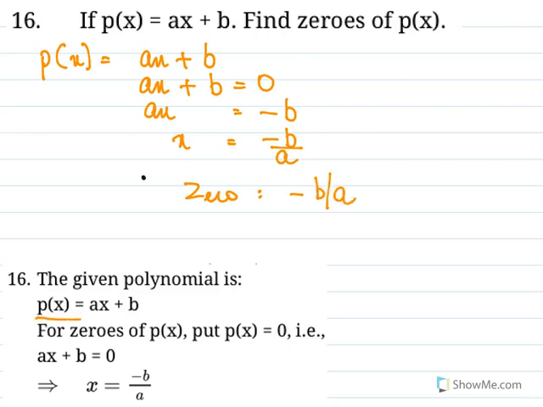And here it is done. We have p of x equal to ax plus b. For the zeros, p of x should be equal to 0. That means ax plus b equals 0. x equals minus b by a.